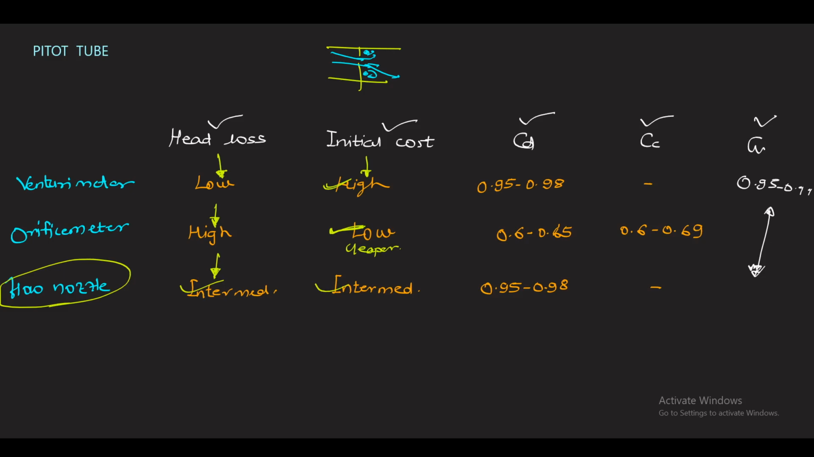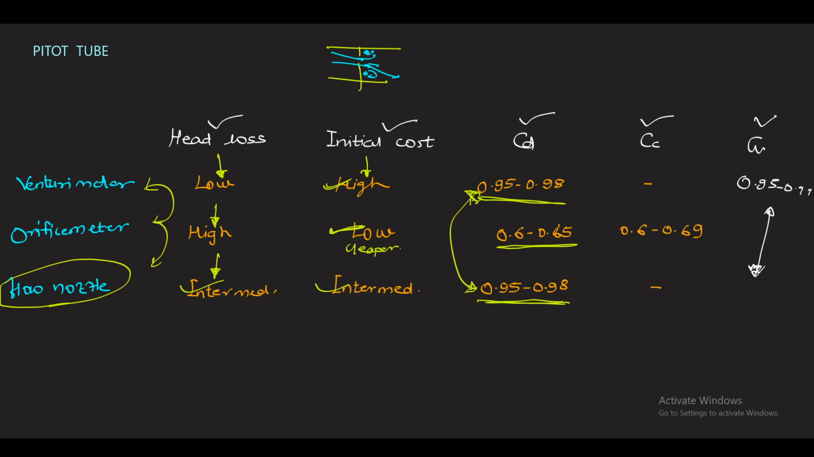Then CD, the coefficient of discharge, this is the important point, and you must remember the CD values of all of these. So what is the CD value of the Venturi meter? It is between 0.95 to 0.98. Make a note of these values of CD so that you can remember them. For the orifice meter, it is between 0.6 to 0.65, and for the flow nozzle it is between 0.95 to 0.98, as it is similar to the Venturi meter.